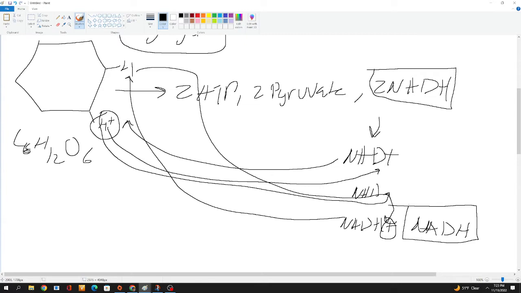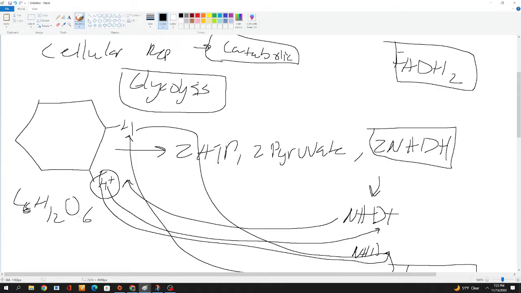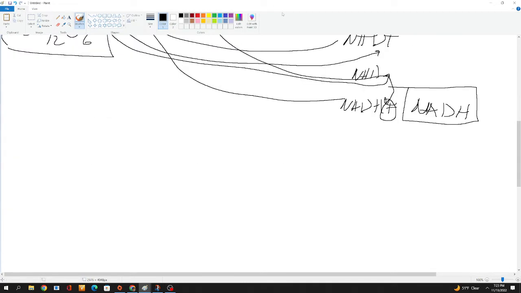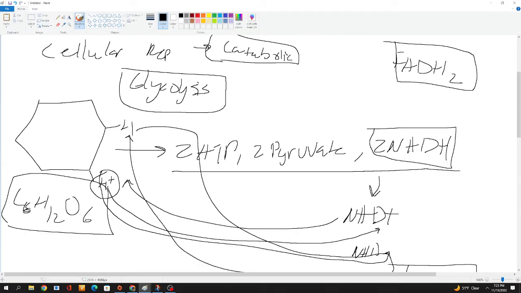It is going through a process called reduction. Reduction is when you add electrons to yourself. You may hear that word. Oxidation is when you are removing electrons from a molecule. So in this case, glucose is being oxidized and NAD plus is being reduced. Okay? So, with that being said, recognize the three things that are made and what happens next.